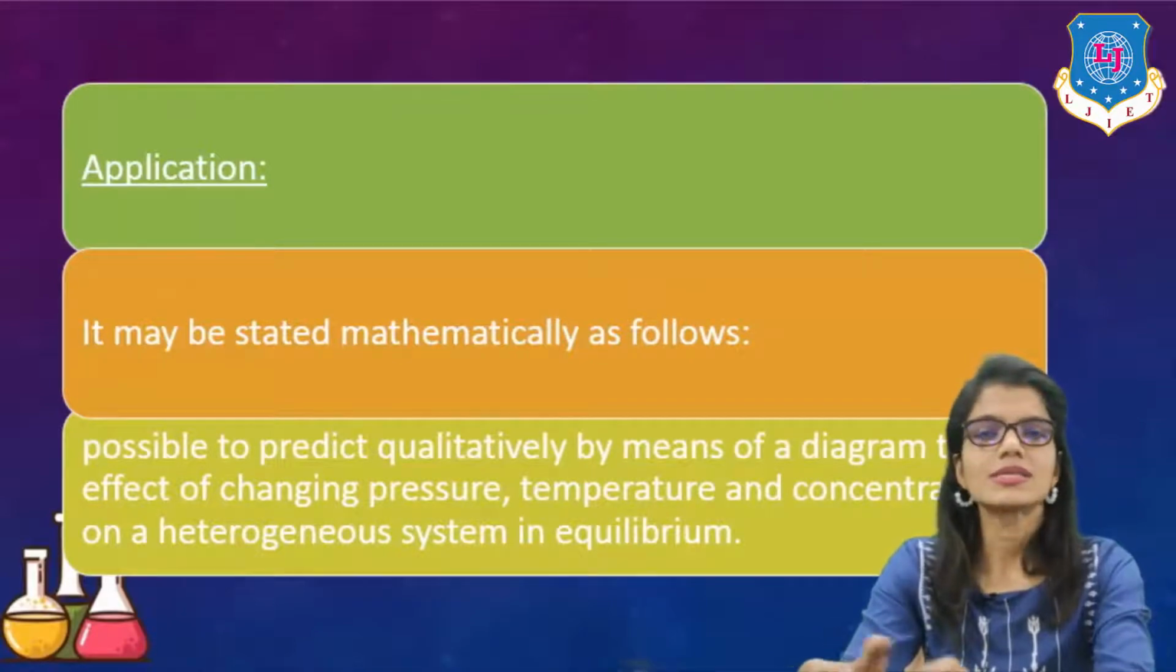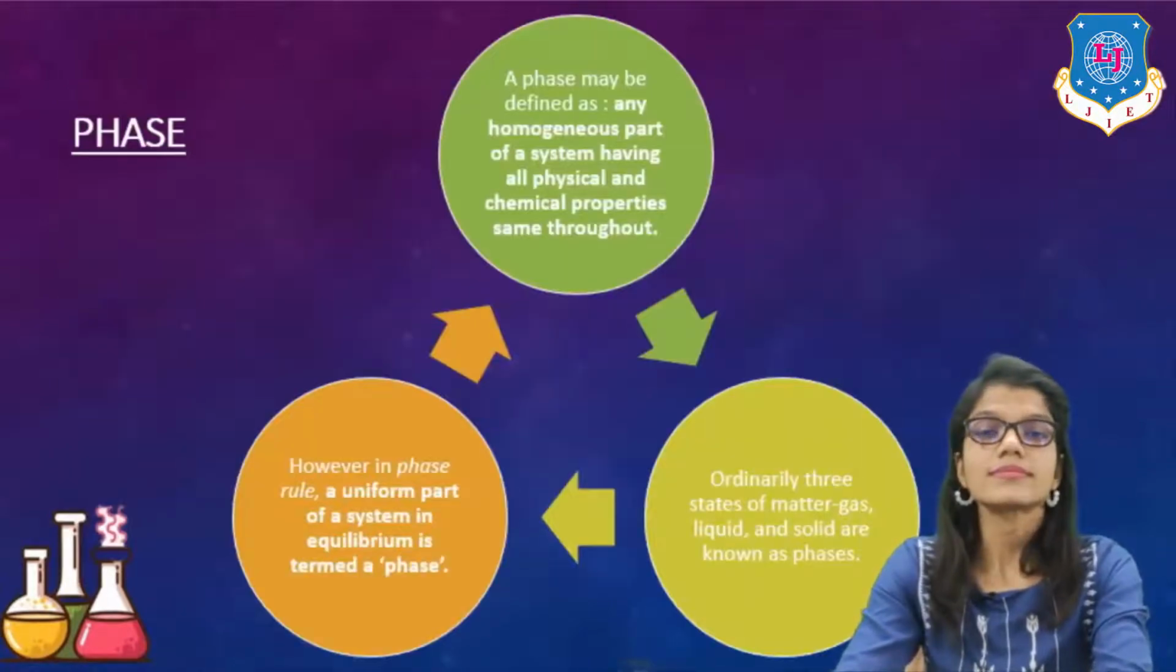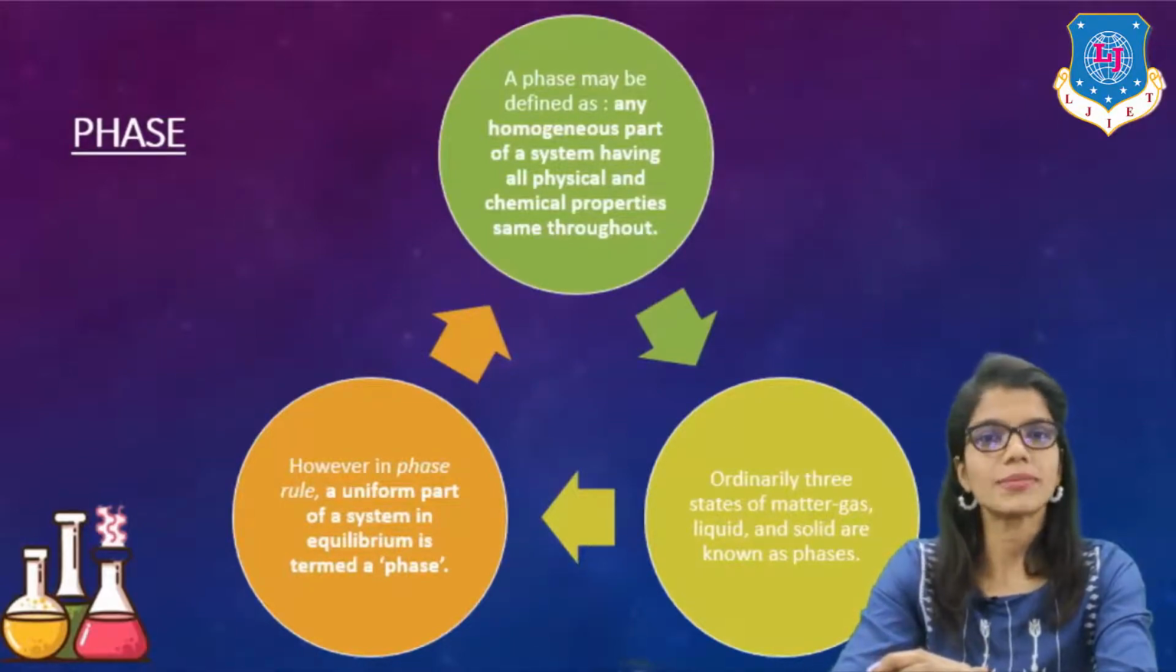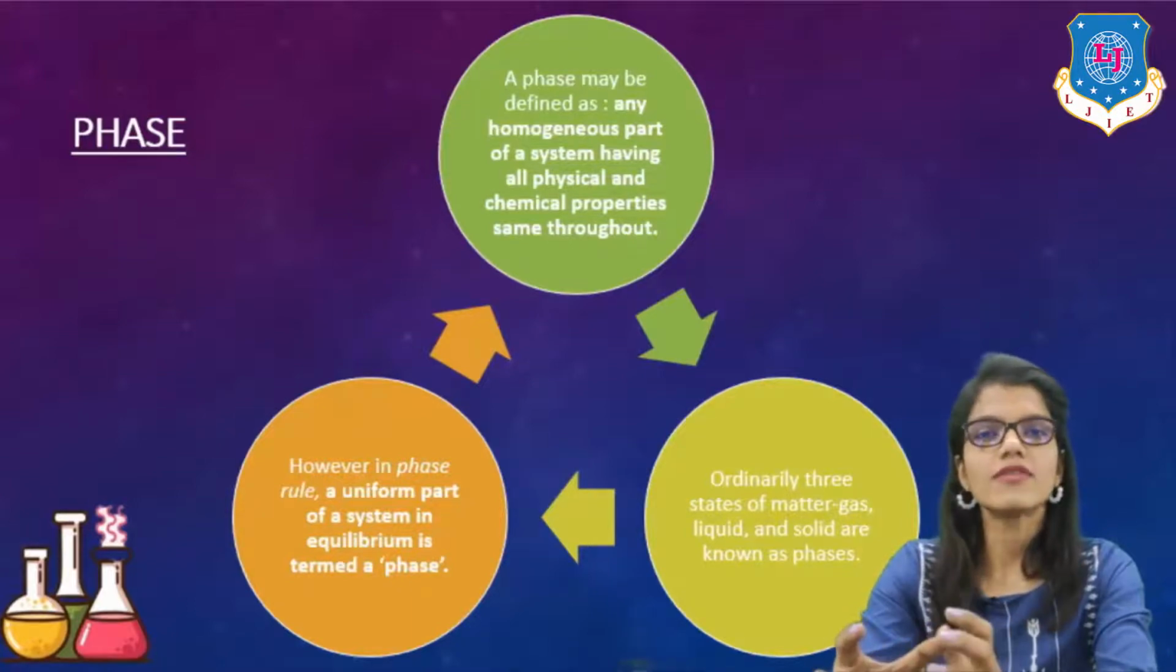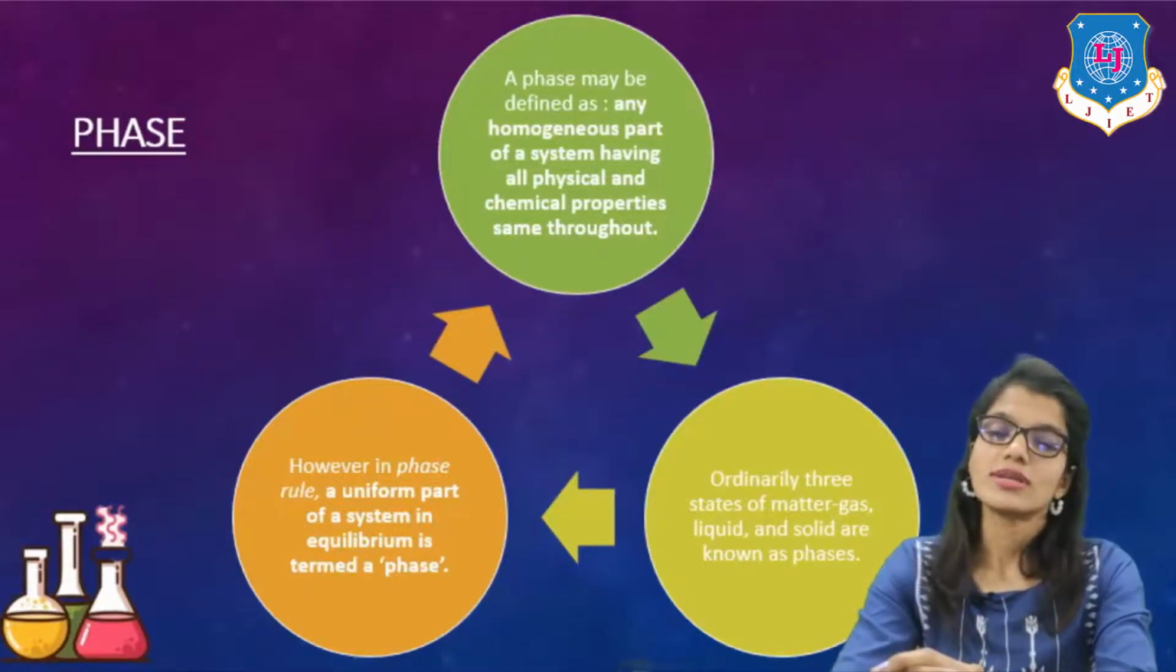Okay? So let's see it here. Now, the first term that we will have here is phase. From the Gibbs phase rule, the mathematical expression that we have seen, capital F is equal to C minus P plus 2. So here capital P is phase. What did we understand by the phase? Let's understand it here.